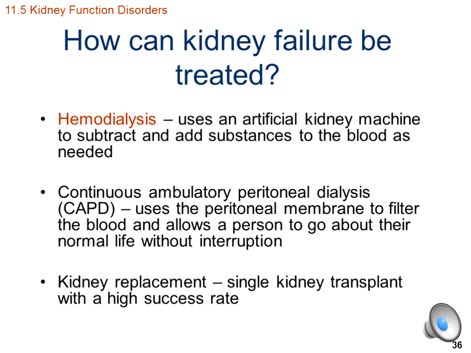And the way that we can treat kidney failure is with a dialysis machine, which I'm sure most of you have pretty much heard of before. It's an artificial kidney machine used to subtract and add substances to the blood in much the same way that a kidney would. We have continuous ambulatory peritoneal dialysis, where a peritoneal membrane filters the blood and allows the person to go about their normal day without having to sit in a dialysis center for several hours a week. And then we can also have kidney replacement surgery, where we just replace a single kidney, and we have very high success rates of this procedure.